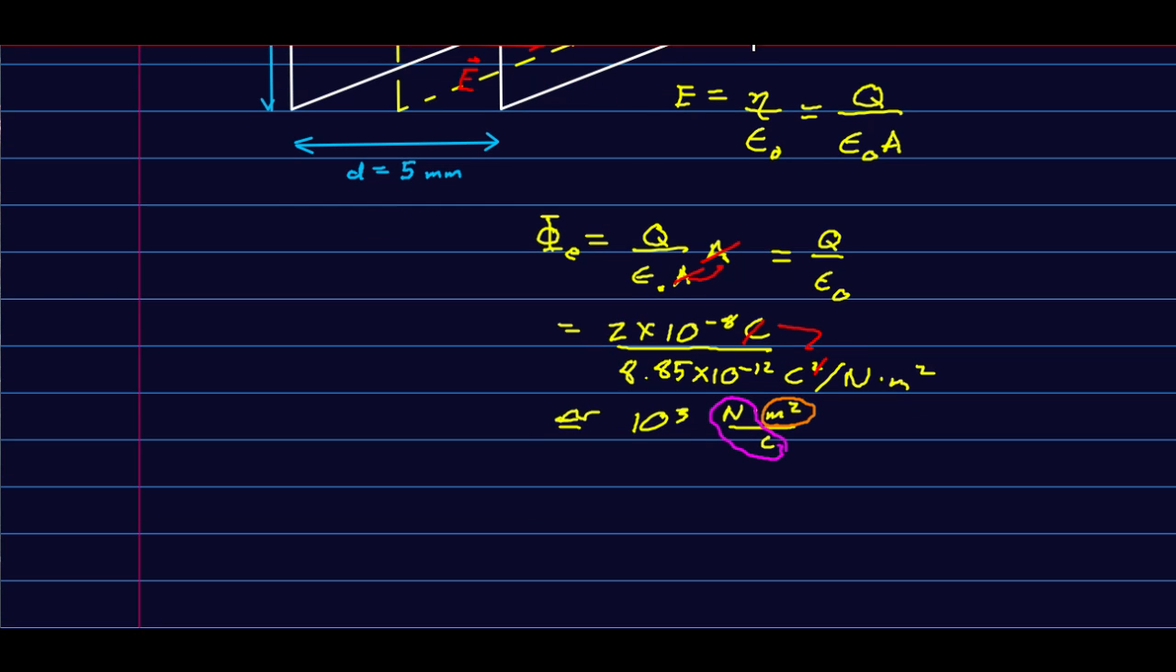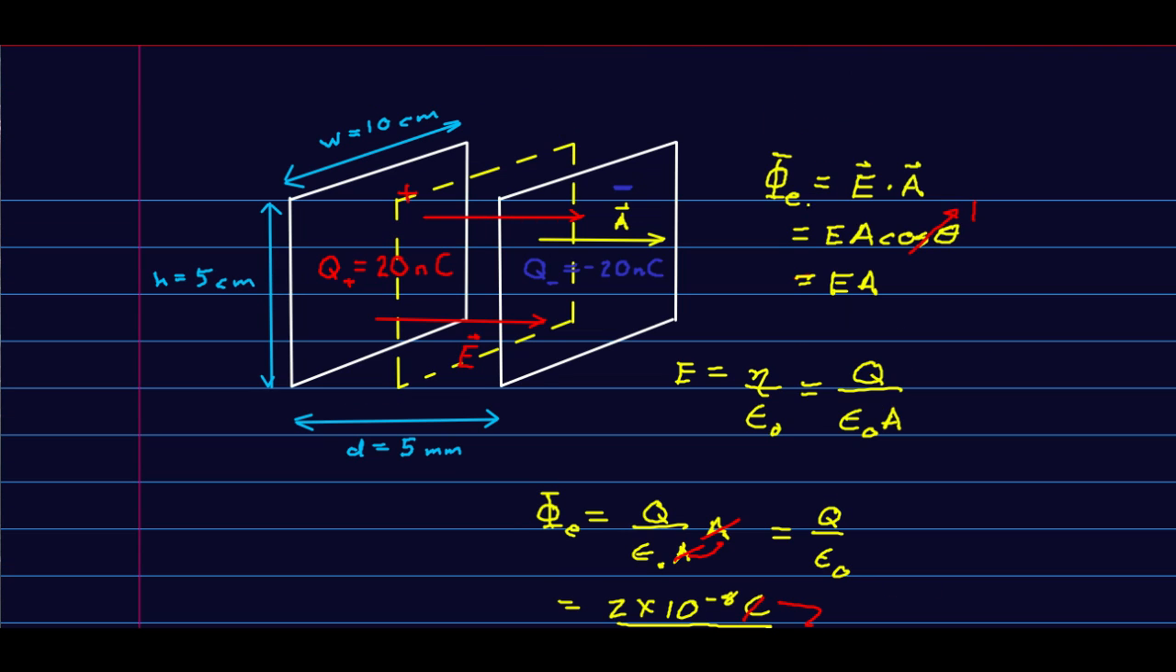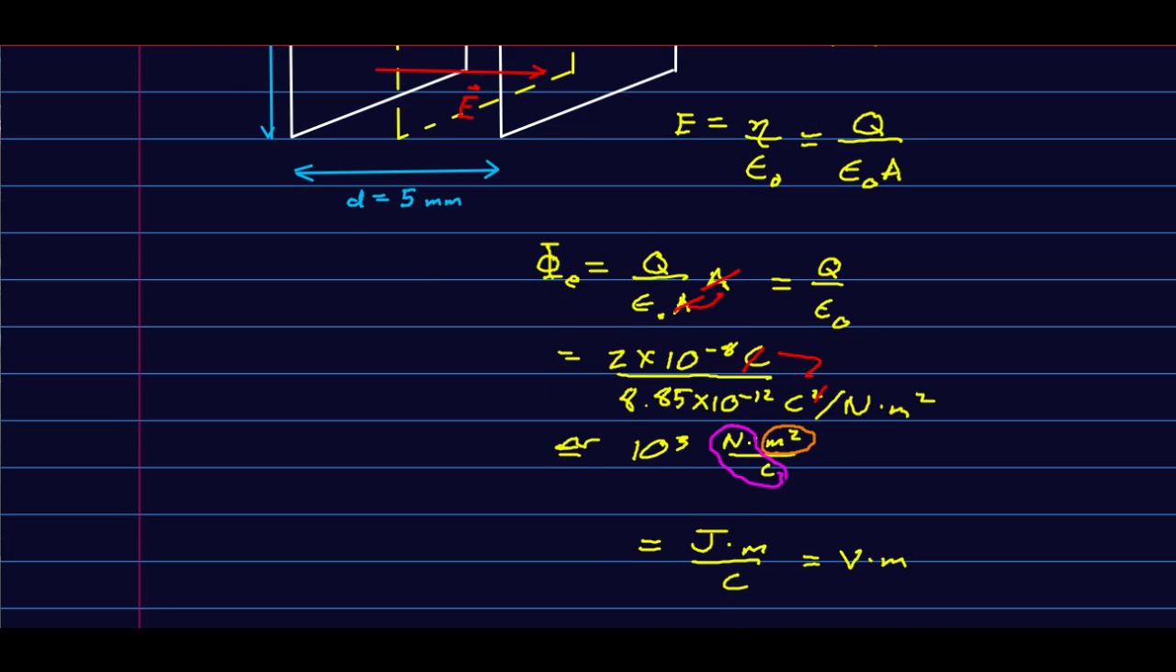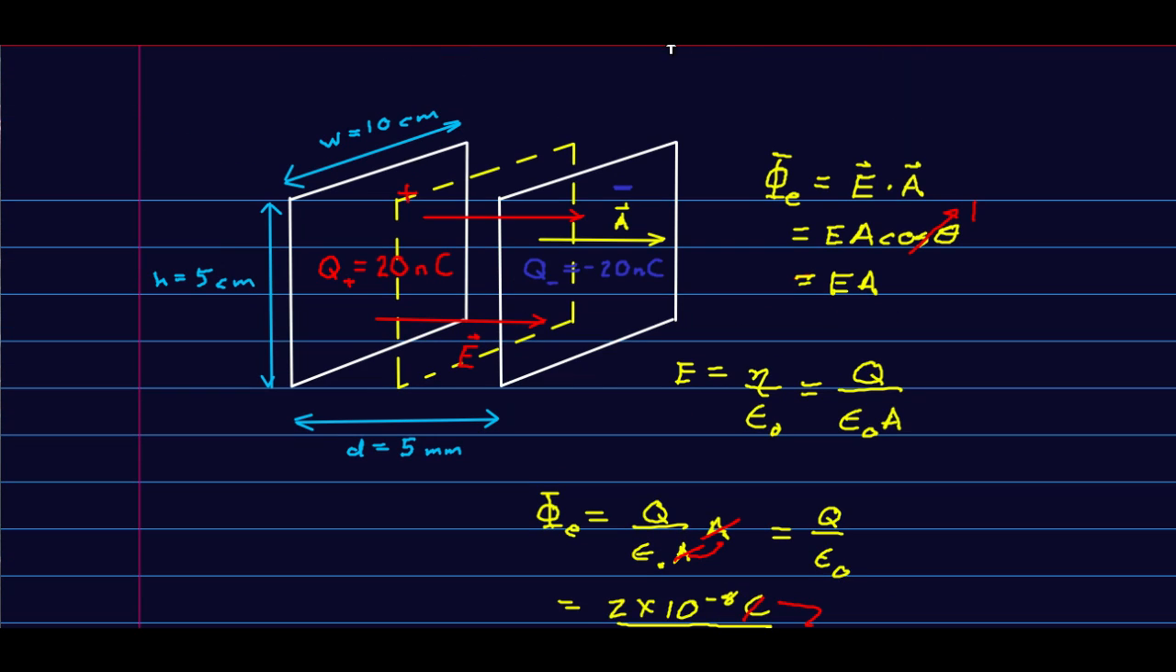I will point out that there are some other ways that these can crop up when you calculate in different ways. Sometimes you see this come out differently, and it's nice to realize that these other forms are fluxes. Newton meters is joules, so you could turn this into joule meters per coulomb, and a joule per coulomb is a volt, so volt meters. So these are all different ways that fluxes come out, but we'll normally write it this way as Newton meter squared per coulomb.